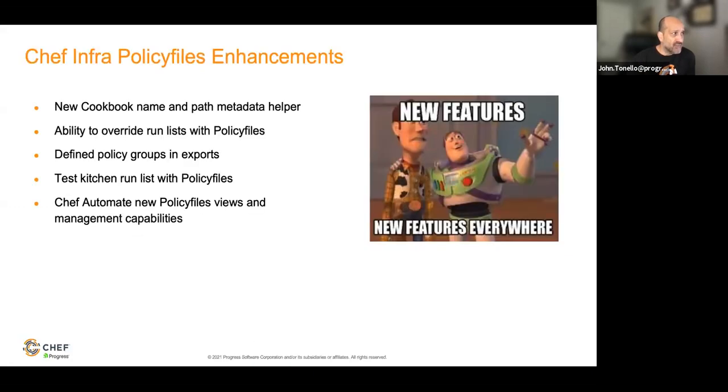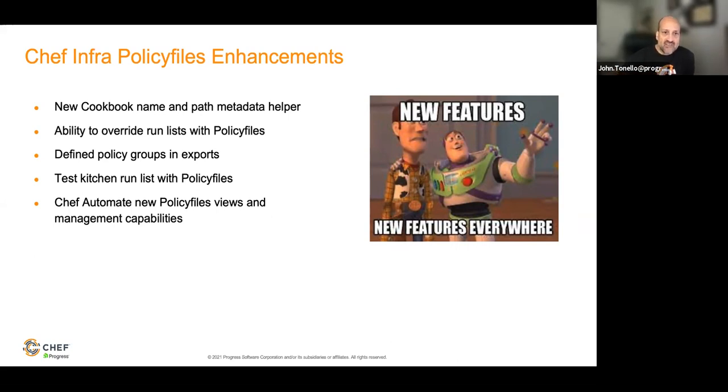So the policy file enhancements: there are a couple of things with the path, and there's a new cookbook name and metadata path helper. You can override run lists with policy files. So if you have assigned different run lists, policy files have a different hierarchy and can override them.